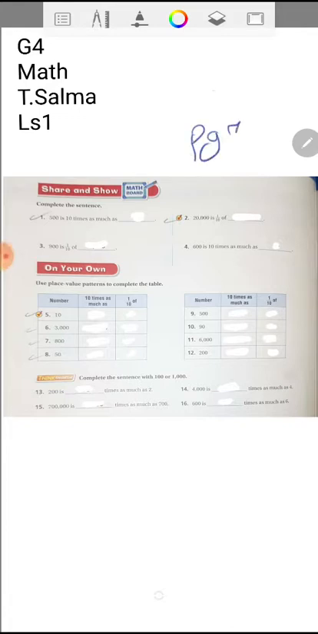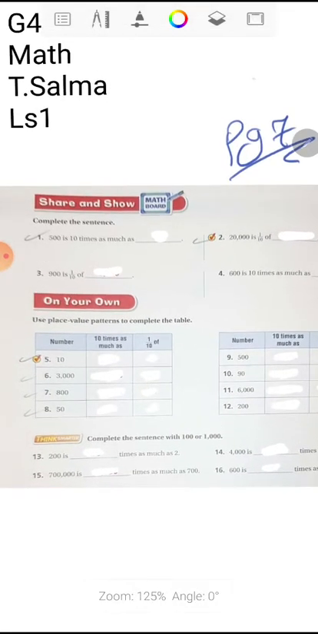This is page 7, and the first exercise, he told me that you have to complete the sentences. Okay, so let's start with the first one. 500 is 10 times as much as any number. So here he gave me the bigger number or the greater number. I want you to find the smaller number. Which number is 500 10 times as much as? To find it, you have to divide 500 by 10, so it will be 50.